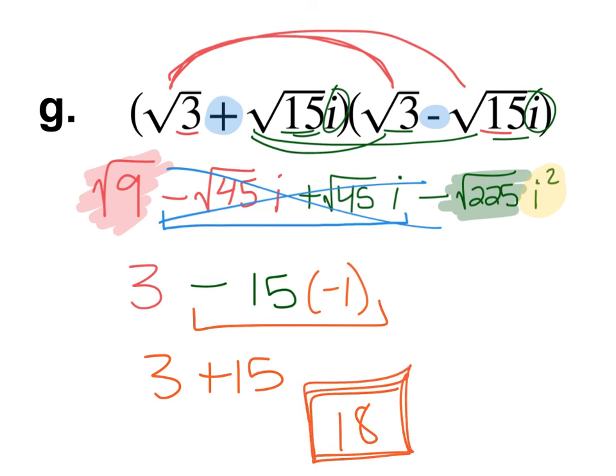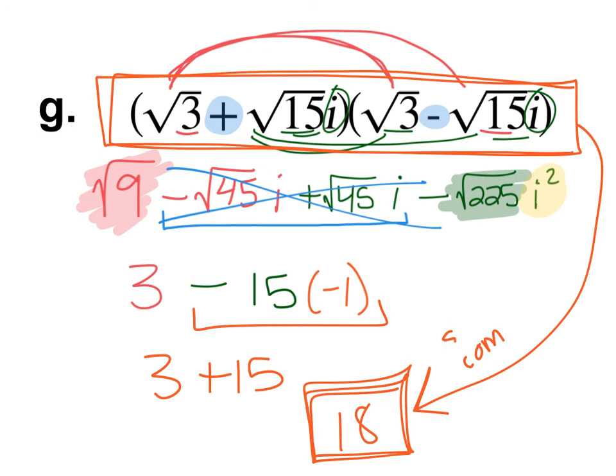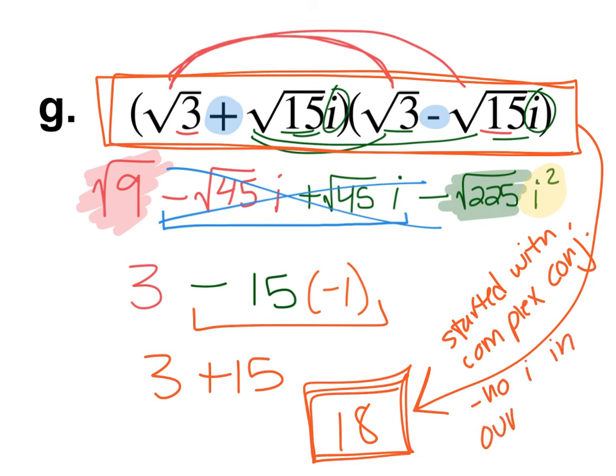And we knew from the beginning, because these were complex conjugates, because they were just opposites of each other, there should not be any imaginary number in my answer, and there's not. So I'm just going to make a little note here, because we started with complex conjugates, and I'm going to abbreviate there. So there's no I in our answer.